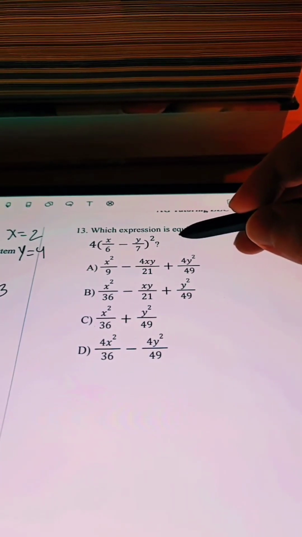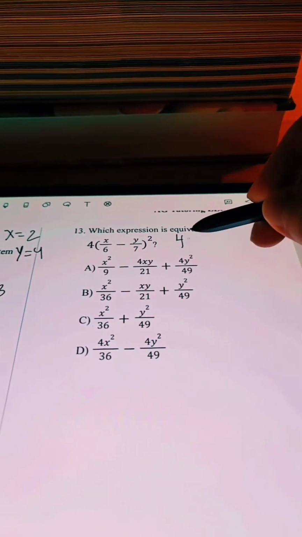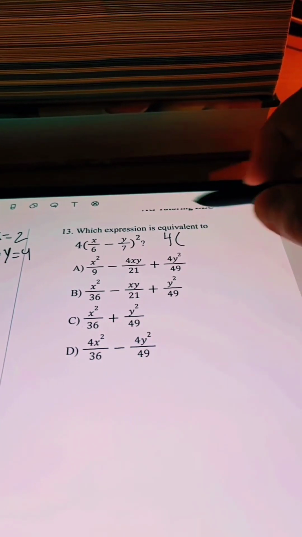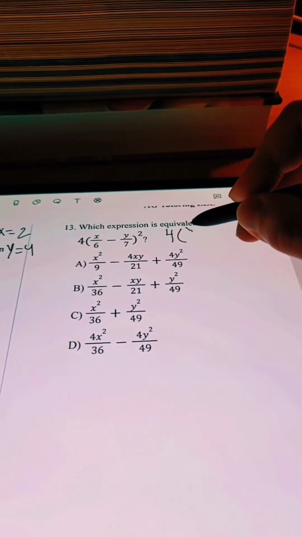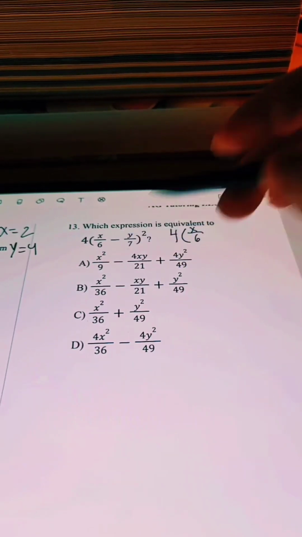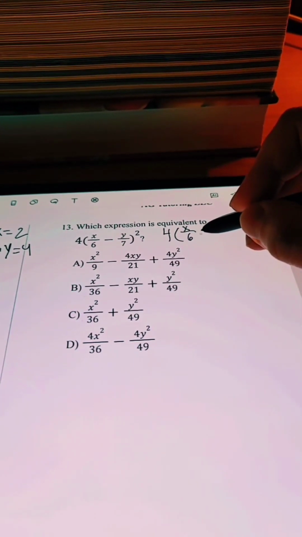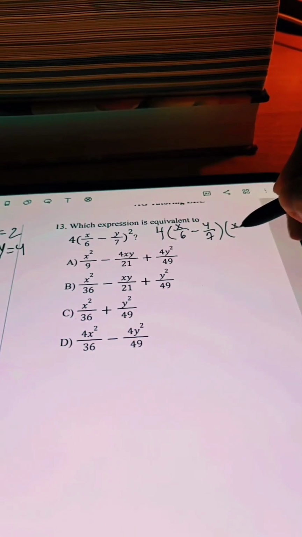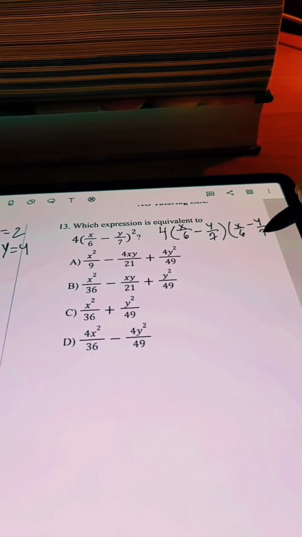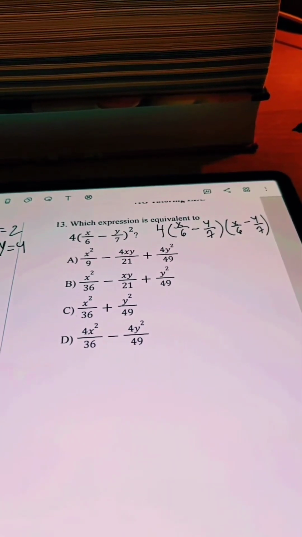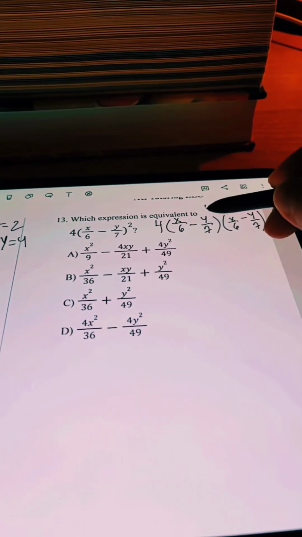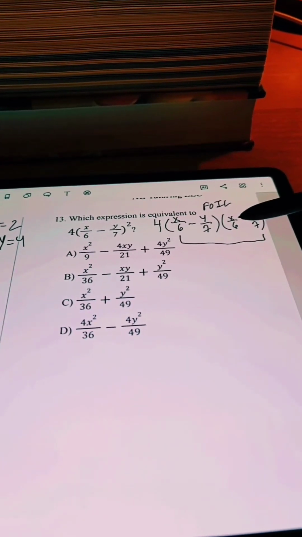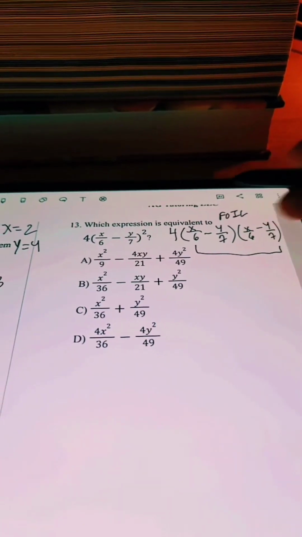So remember, we can't do a power to a power rule. That's the most common mistake people make, where they just try to distribute that 2 to each of those. You have to remember that this is 4 times this entire thing times itself. So if I'm writing it out, this is exactly what it's saying. This is 4 times that times itself. So you have to FOIL out the parentheses portion before you multiply by the 4 over there.